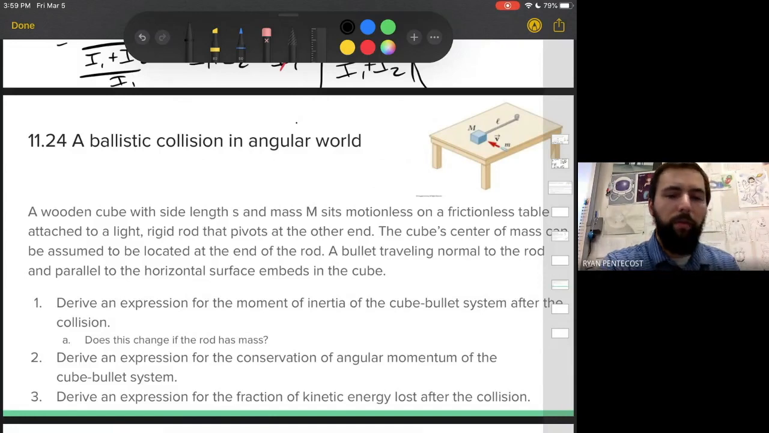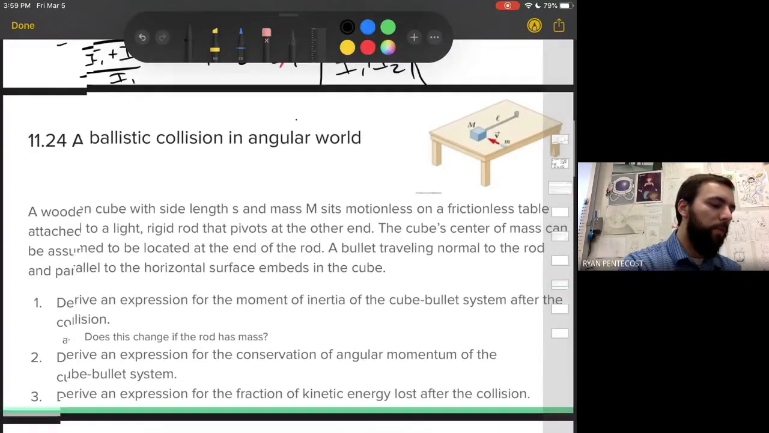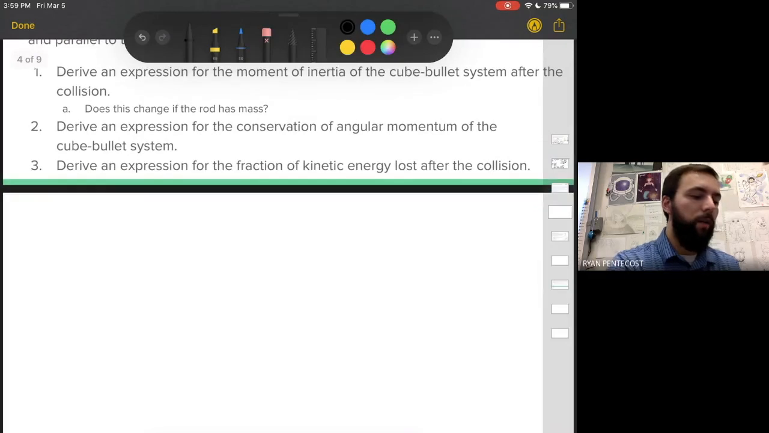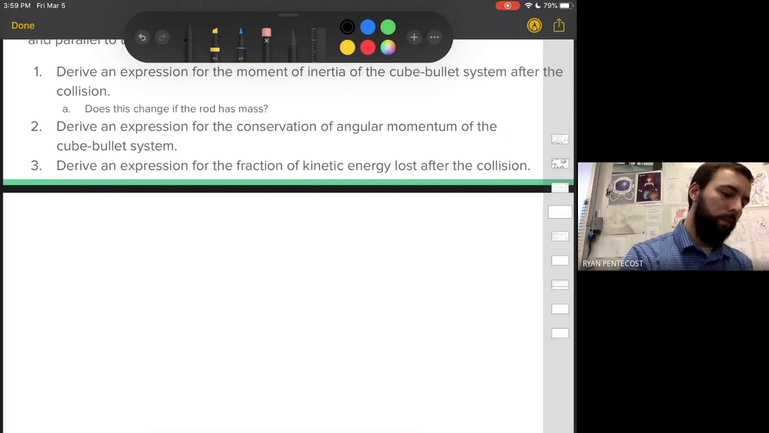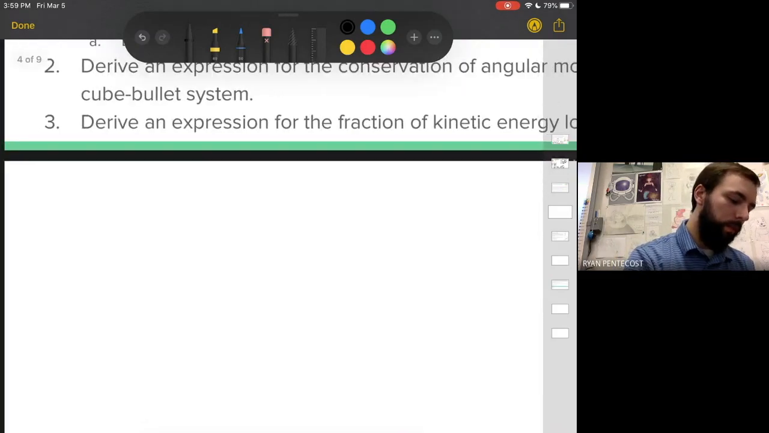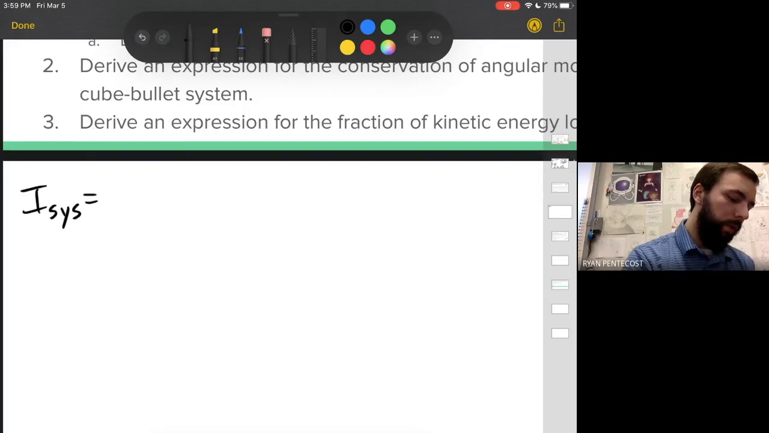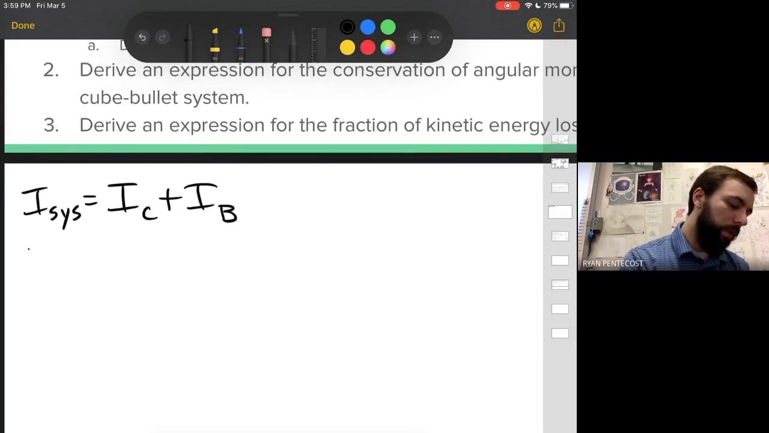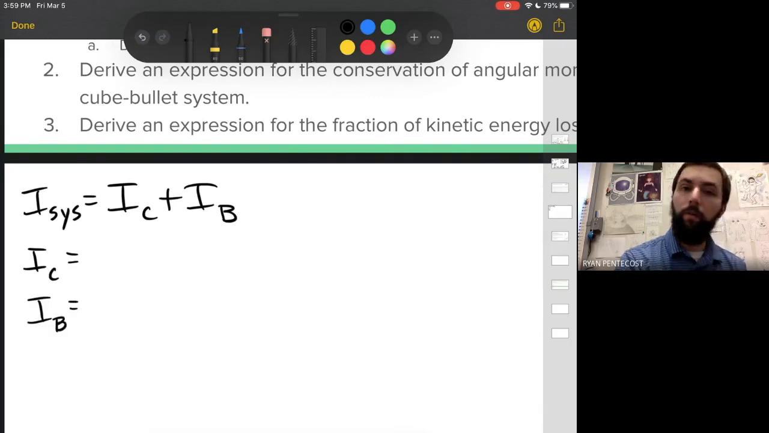So it asks us to derive a few things. We're going to work through these one at a time. First, it wants us to derive an expression for the moment of inertia of the cube-bullet system after the collision. So if we look at this, we want the moment of inertia of the system, right? We want the moment of inertia of the cube and the moment of inertia of the bullet. The rod, again, has no mass. It's considered a light rod, so we're not going to include its moment of inertia. So there is the moment of inertia of the cube and the moment of inertia of the bullet that we'll consider, and then we'll put those in.